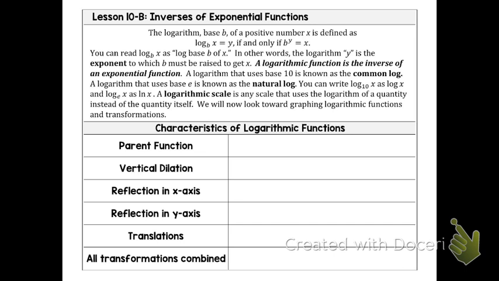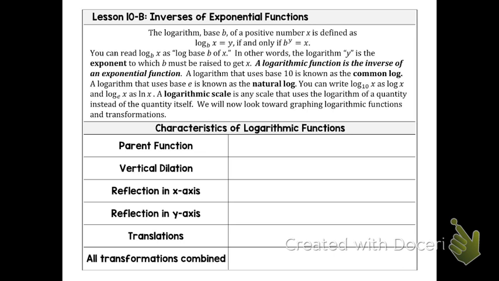A logarithmic function is the inverse of an exponential function. A logarithm that uses base 10 is known as a common log. A logarithm that uses base e is known as the natural log. You can write log base 10 of x as log of x and log base e of x as natural log of x, or ln of x. A logarithmic scale is any scale that uses a logarithm of a quantity instead of the quantity itself. We now look toward graphing logarithmic functions and transformations.